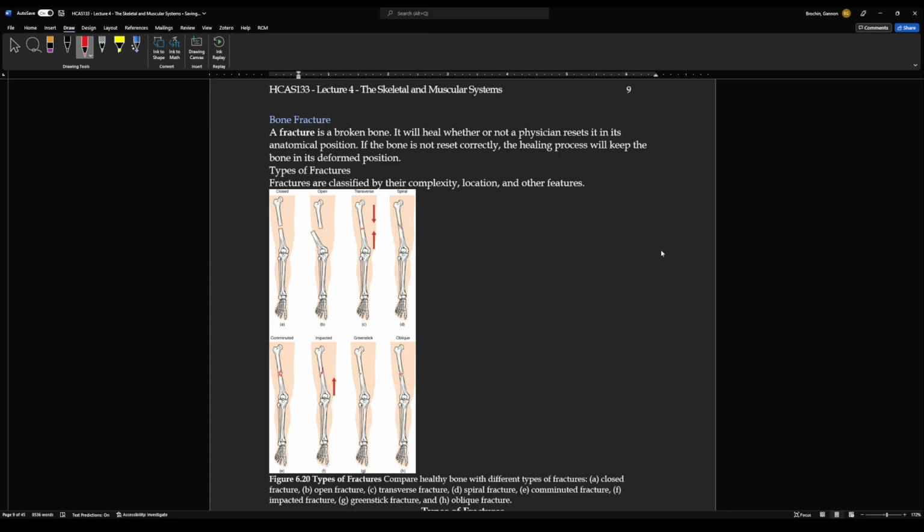We can have transverse fractures. These are the typical fracture that just goes straight across the bone in a transverse orientation. They can be associated with impaction. We see transverse style fractures happening with compression fractures, especially of the vertebrae. Then there's spiral fractures. Spiral fractures are associated with twisting.